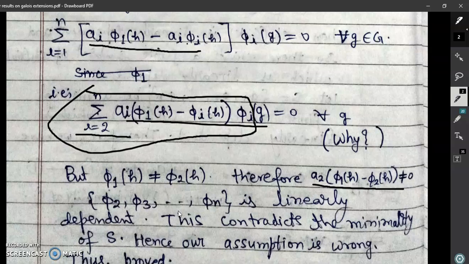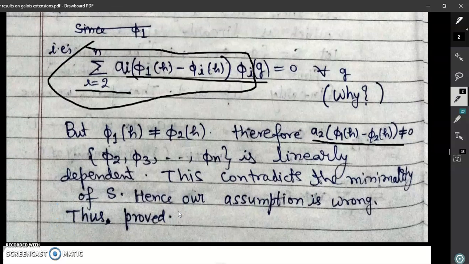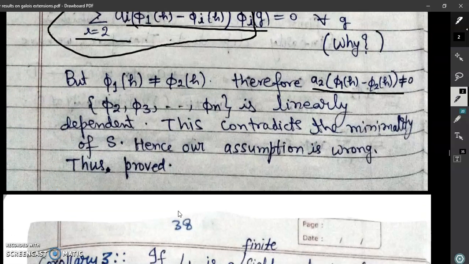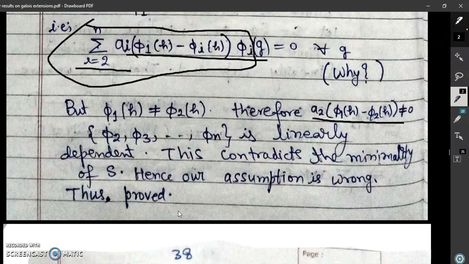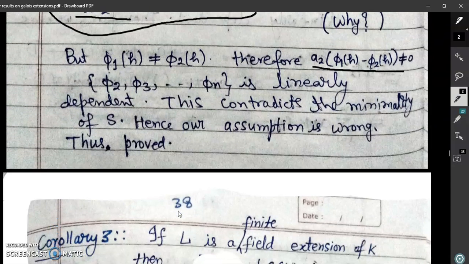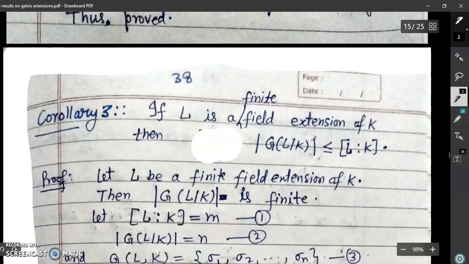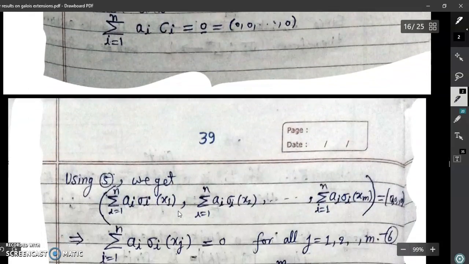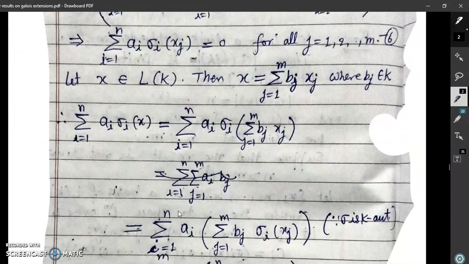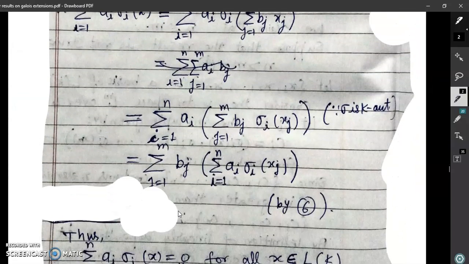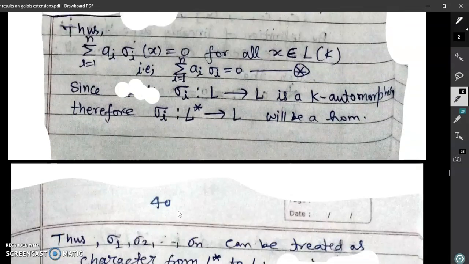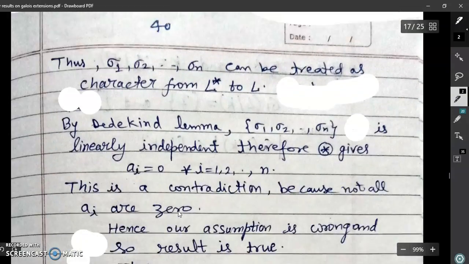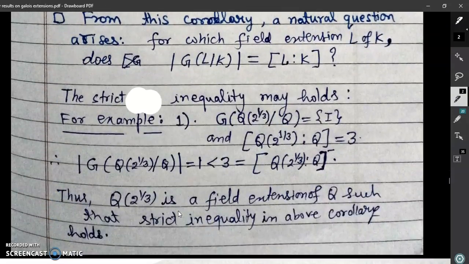Thus, proved. Okay. So this is a very important result of Galois theory, Dedekind's theorem, and we use this in corollary 3 and the next results. Because these theorems are too long, we discuss their proofs in the next videos.